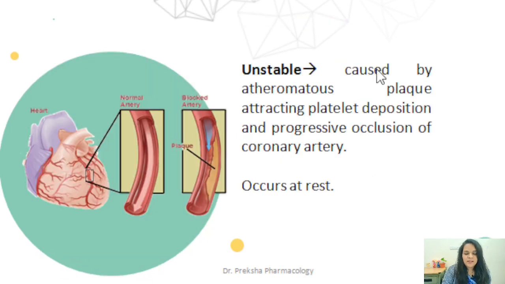Unstable angina is caused by atheromatous plaque formation in the conducting vessels. This atheromatous plaque often ulcerates and attracts platelet deposition, which leads to the progressive occlusion of the coronary artery. This usually occurs at rest, and may further progress to myocardial infarction.